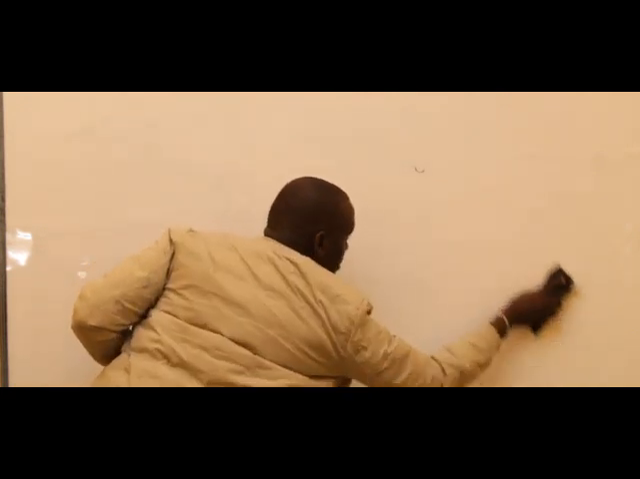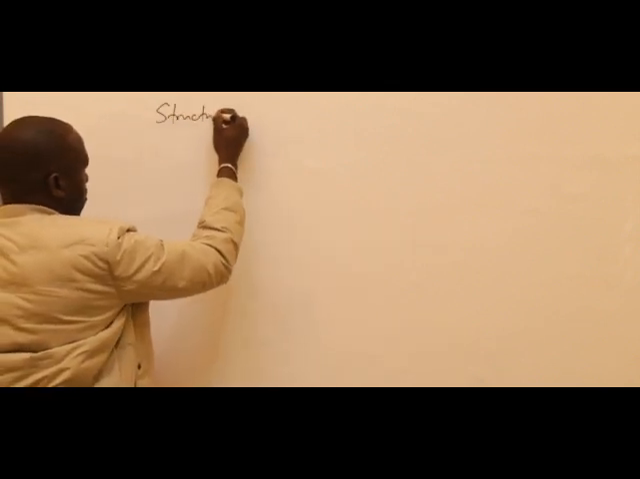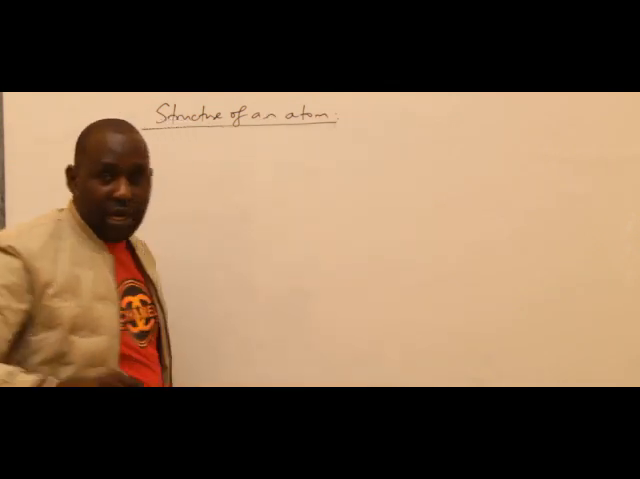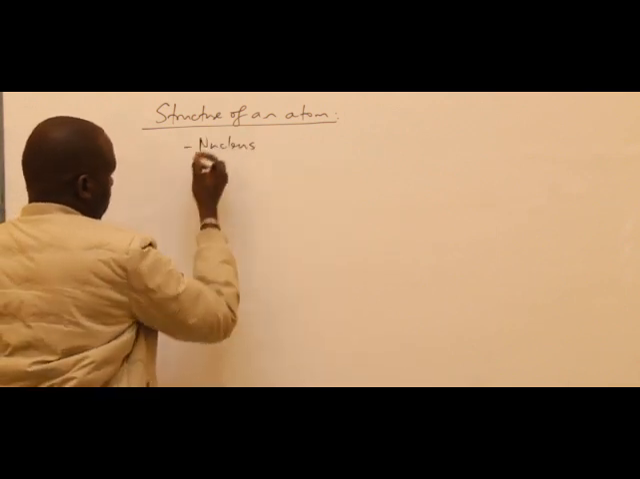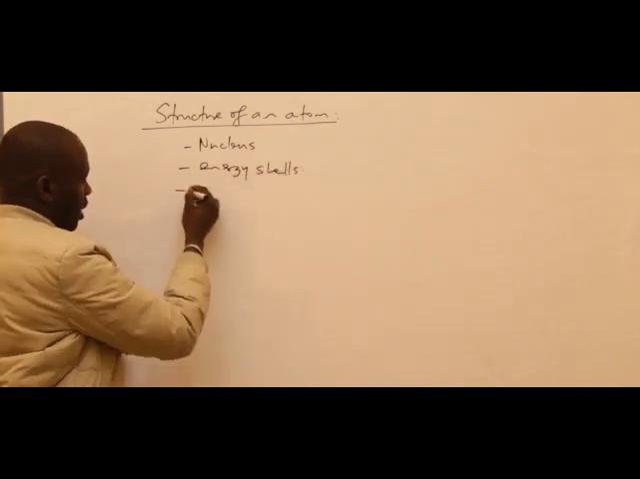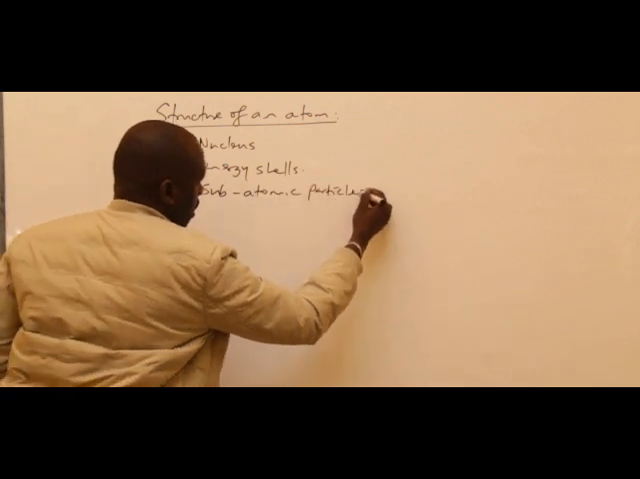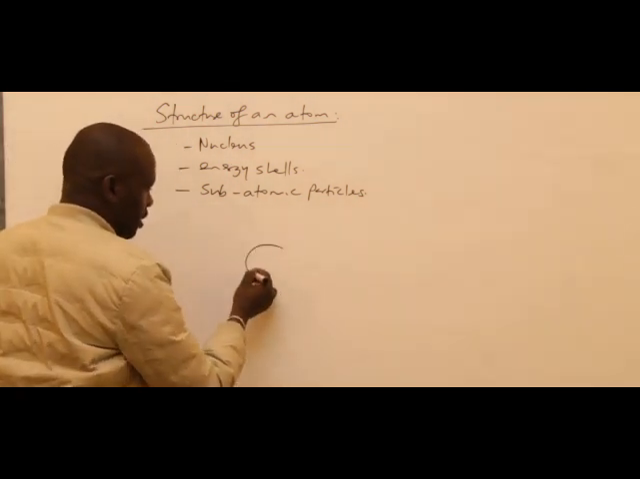Next, we talk about the structure of an atom. An atom is made up of three things. Number 1, an atom has got a nucleus. An atom has got what we call the energy shells, or energy levels, and an atom has got what we call subatomic particles. Those are the three parts of an atom: the nucleus, the energy shells, and in them we find the subatomic particles.